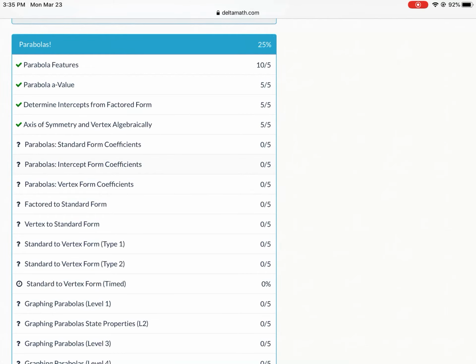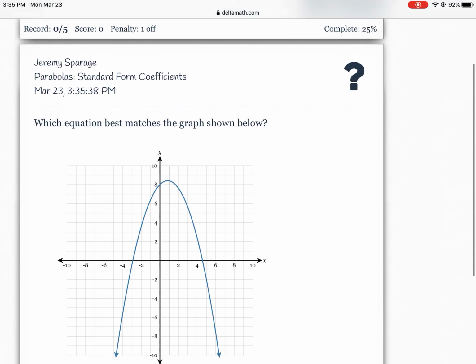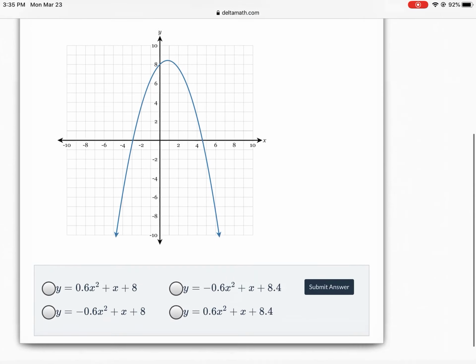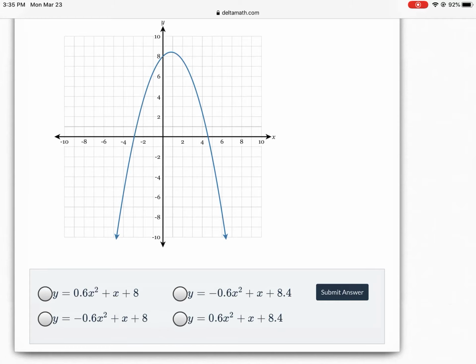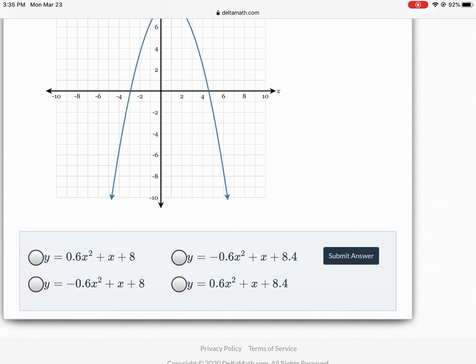Parabolas, standard form coefficients. Which equation best describes the graph shown below? Since this is multiple choice, we want to just look at what our different options are. And we see that this parabola is upside down, so we know our leading coefficient must be negative. The leading coefficient is the number in front of the x squared term, so we need to have a negative number in front of the x squared, so it's either this one or this one.